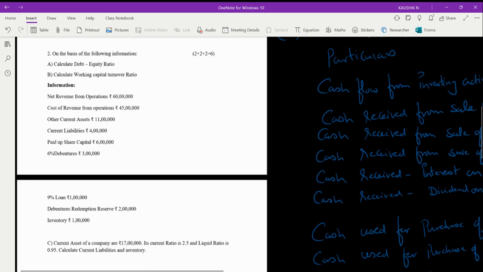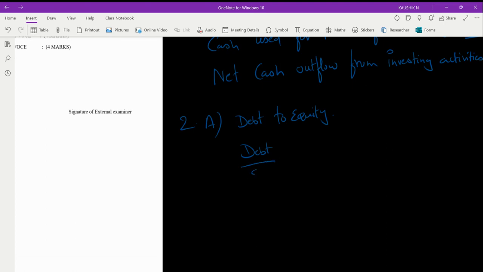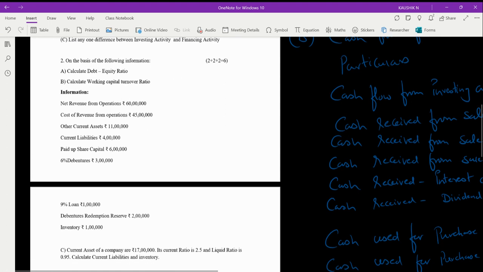Okay. So what is the formula for debt to equity? So it's the second question, A subdivision. What you're going to find out is debt to equity. The formula is debt by equity. Now, debt here always refers to the long term debts. Debt is nothing but your long term debts. Come back to the question to understand which are your long term debts.